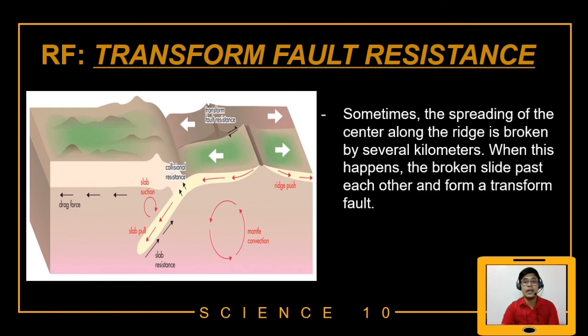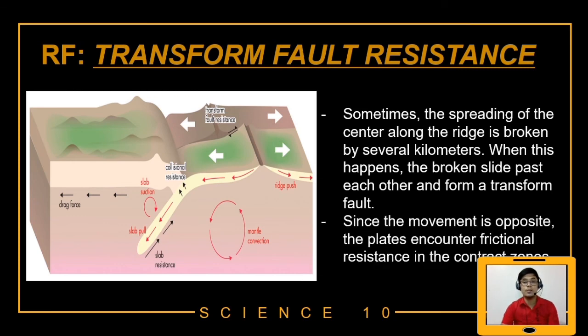So sometimes the spreading center along the ridge is broken by several kilometers. When this happens, the broken segments slide past each other and form a transform fault. So take note, nagkakaroon ng formation ng transform fault. And transform fault is one of the types of fault na nafo-form sa boundaries interaction wherein nafo-form siya dahil naggigitgitan or kiskisan yung dalawang plate tectonics. And since the movement is opposite, the plates encounter frictional resistance in the contact zone.